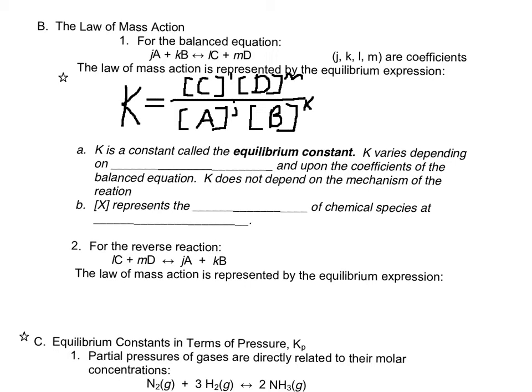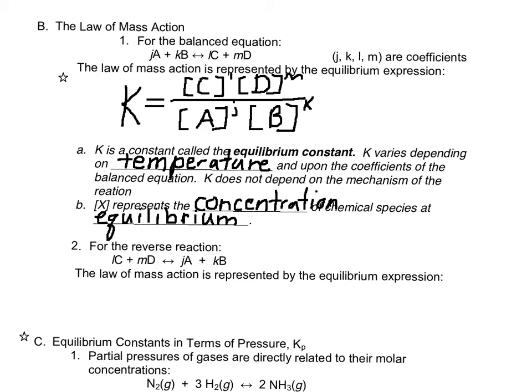K is our equilibrium constant. K can change depending on your coefficients, it can change depending on your concentrations, and it can also change depending on temperature. We're going to see exactly how it depends on temperature at the end of the chapter. This symbol here, our X in brackets, represents the concentration of the chemical species when it has reached equilibrium. So it's not its initial concentrations, it's its equilibrium concentrations.